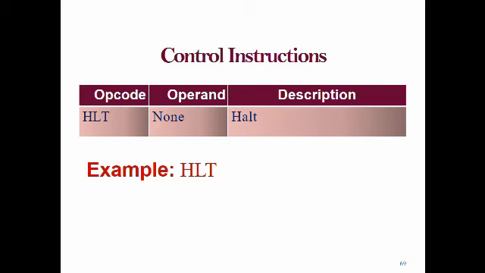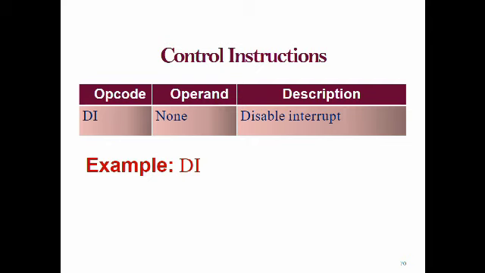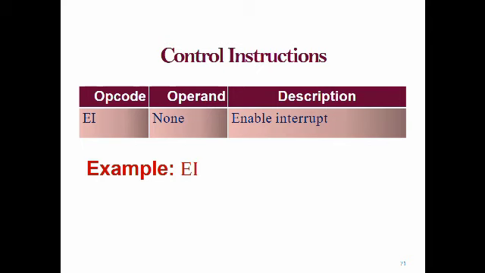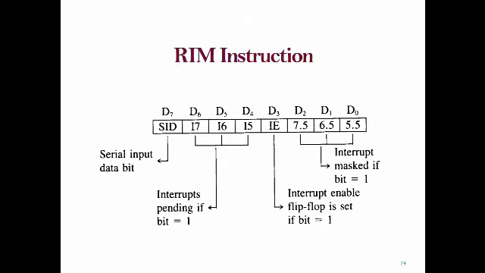Other control instructions are disable interrupt and enable interrupt, DI and EI. These instructions are used whenever we are using the RIM and SIM instructions that we are going to see. RIM instruction means read interrupt mask. The RIM instruction has a specific format. Let me read it out. Bit D0 stands for interrupt 5.5. Similarly, bit D1 stands for interrupt 6.5. D2 stands for 7.5. And if they are set, then that particular interrupt is masked.